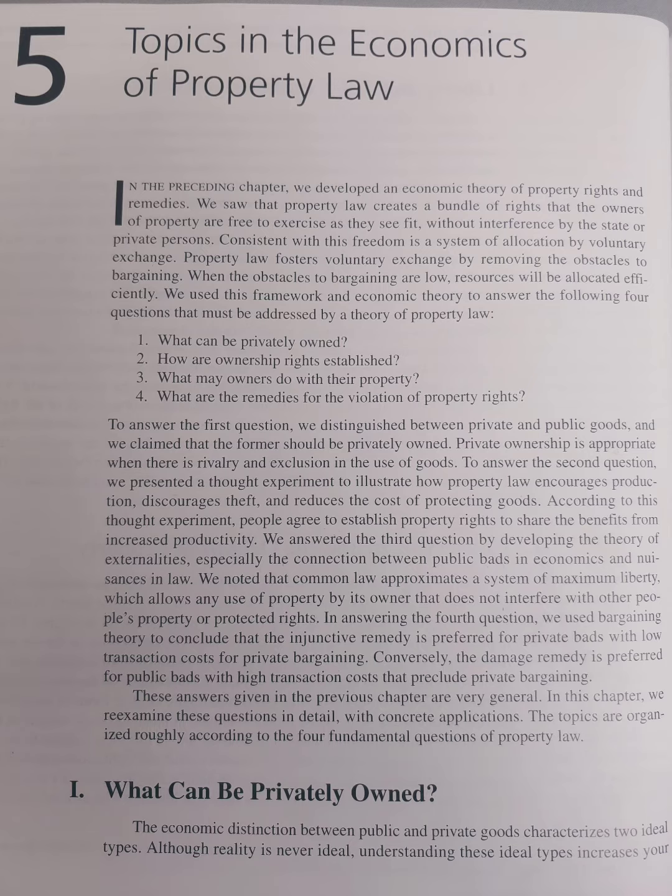Consistent with this freedom is a system of allocation by voluntary exchange. Property law fosters voluntary exchange by removing the obstacles to bargaining. When the obstacles to bargaining are low, resources will be allocated efficiently. We used this framework and economic theory to answer the following 4 questions that must be addressed by a theory of property law.